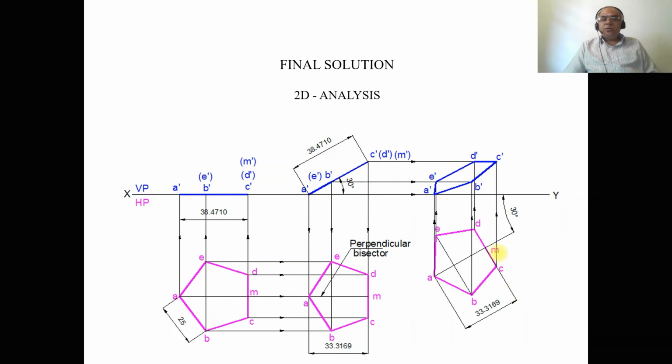So, how do I know that my problem is right? Even in the end position, the corner is resting on HP, and the perpendicular bisector passing through the corner appears to be inclined to VP at 30 degrees, and the surface makes an angle of 30 degrees to HP, and this is a side of 25 mm. So this is how you will be able to analyze and solve the problem in the sketchbook. Thank you.